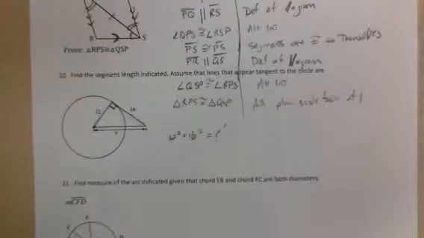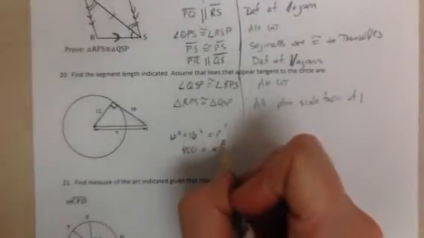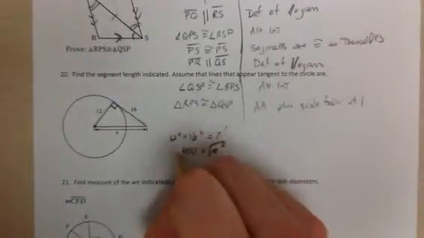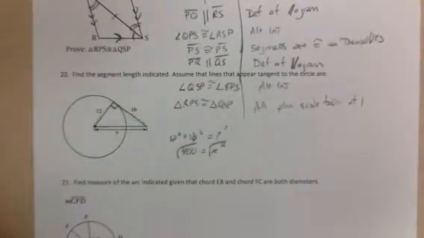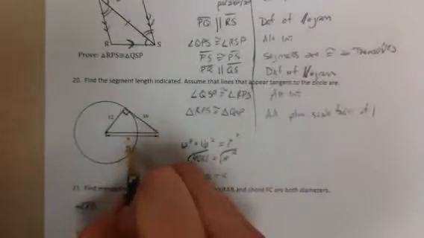So now we just need to work that out. 12 squared plus 16 squared is 400. And we don't know what this is, but if we take the square root of both sides, then we get x equal to 20. So we know that this is 20 long right there.